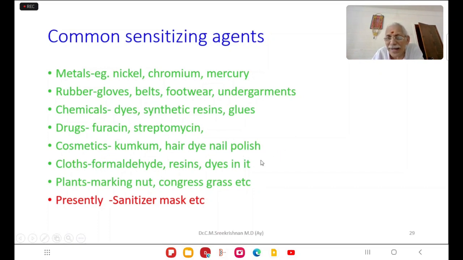And these are the Mithya Vihara. What is the cause for resin? The polyester does cause this. It is not the polyester itself that is the cause, but the formaldehyde and resin dye.